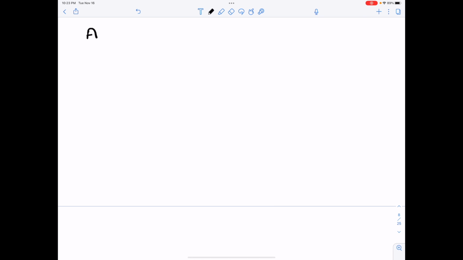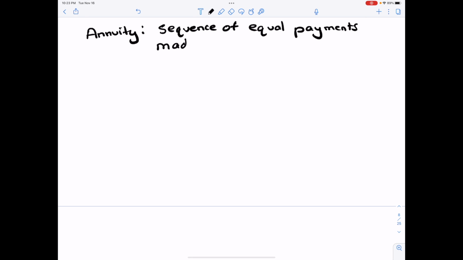All right, so annuity definition. Sequence of equal payments made after equal periods of time.